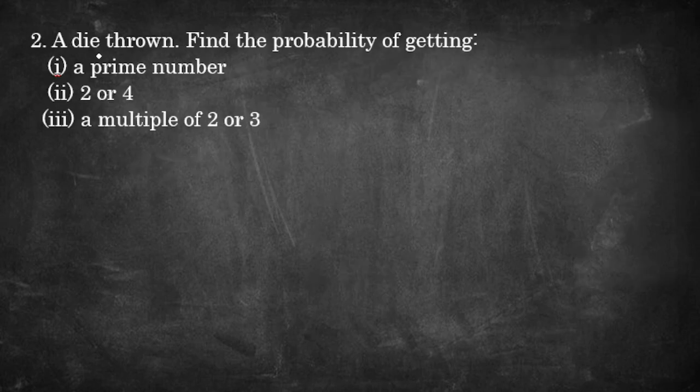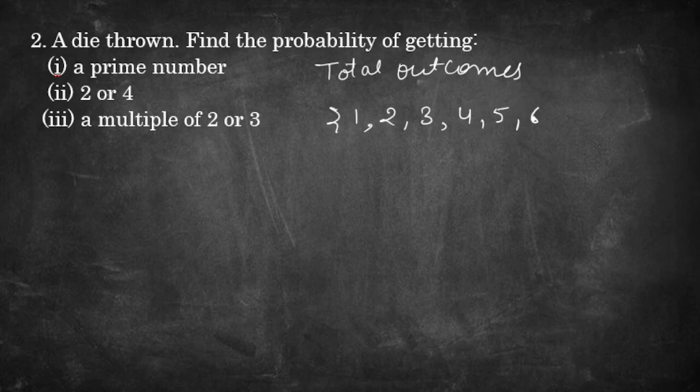Yes. Now question number 2. A die is thrown. Find the probability of getting. Okay. So now whenever we throw a dice, what are the total outcomes? Whenever you throw a dice, it can be 1, 2, 3, 4, 5 or 6. Like that any number can come. It means how many are the total outcomes? 1, 2, 3, 4, 5, 6. There are total 6 outcomes.